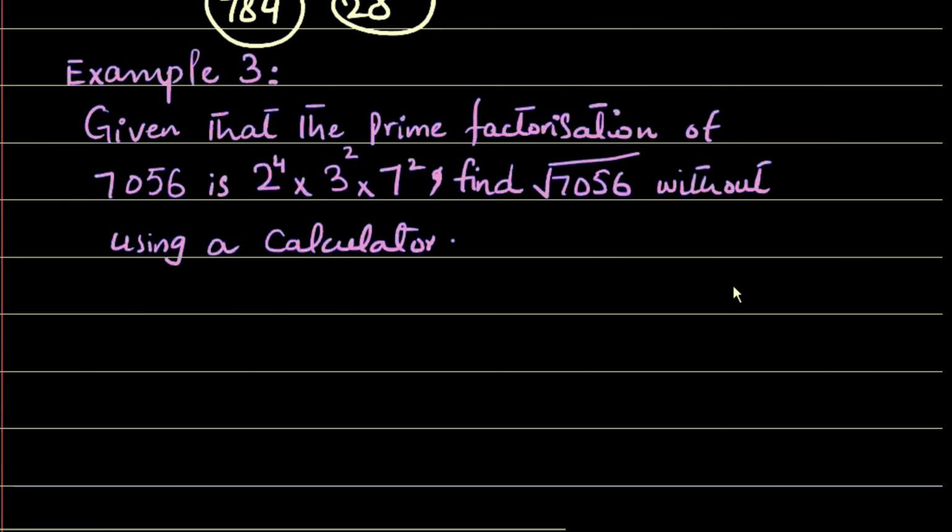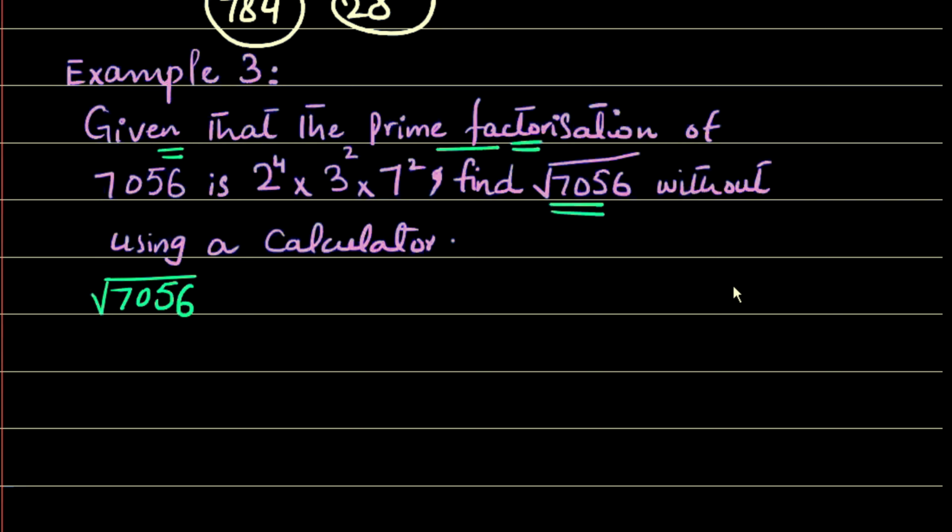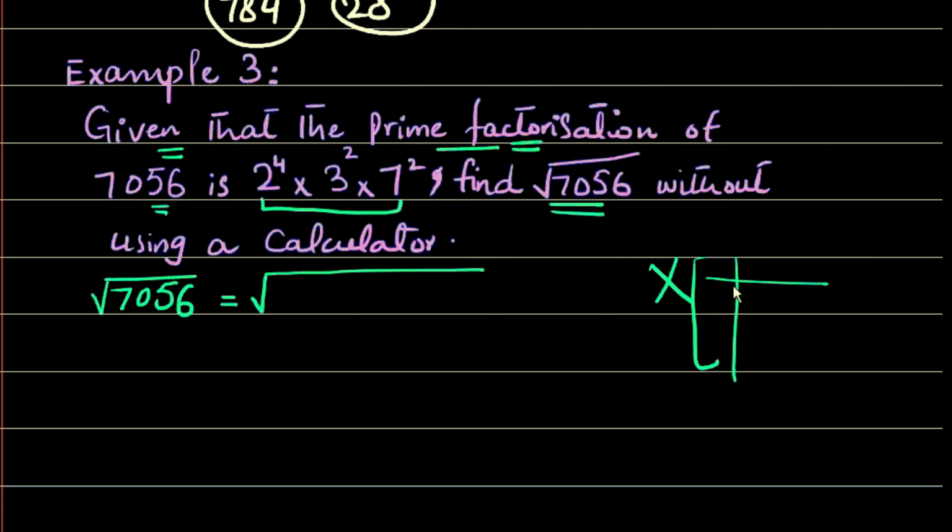Okay, but what is the difference in this question? Prime factorization is given. That means we have to find the square root of 7056, but its prime factorization is already done. How do we know? Look, its factors are given. Can you observe the factors? So it means we don't have to solve that part. We can solve this question directly. So what will I do? We will write its factors.